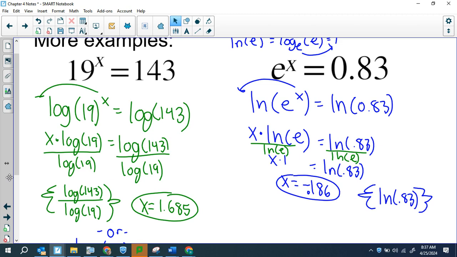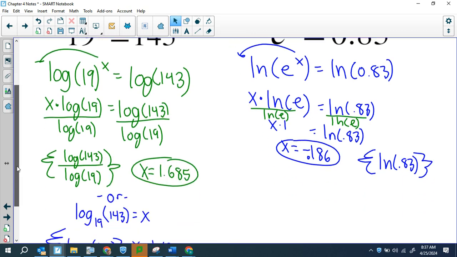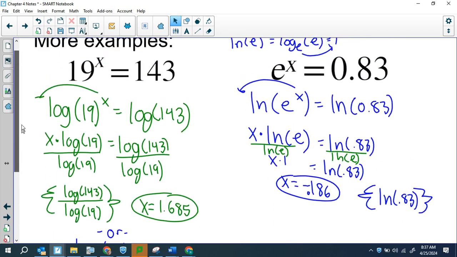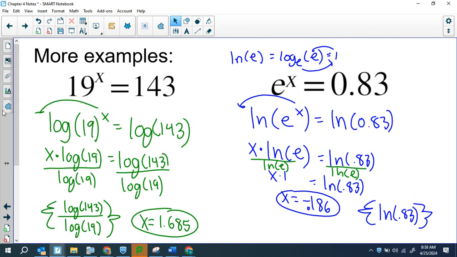The only time I personally use the natural log to take both sides is if I have a base of e to start. Okay? So this is where I would personally use a natural log of both sides. However, if you want to take the natural log of both sides for this one too, you could. Okay?